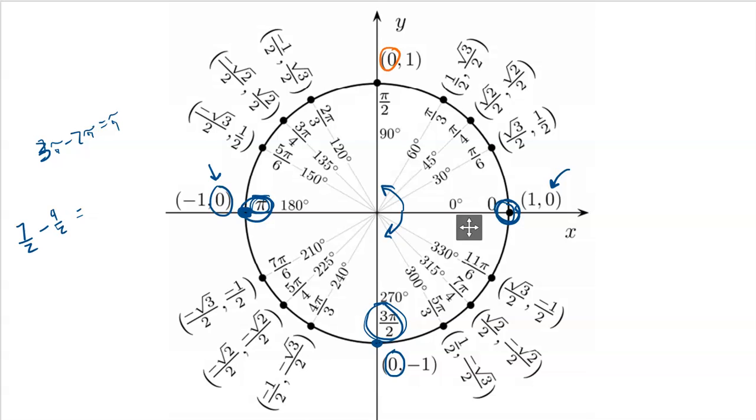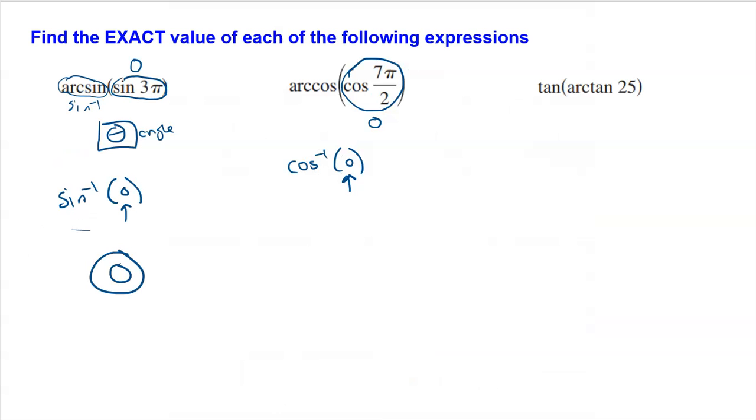Right here, I see an x-coordinate of 0, and right down here, I see an x-coordinate of 0. So which one do I give? Do I say pi over 2, or do I say 3 pi over 2? Well, remember, cosine inverse only allows you to look at the top, from 0 to pi. So the only answer that you're allowed to give is pi over 2. So pi over 2 is my final answer.